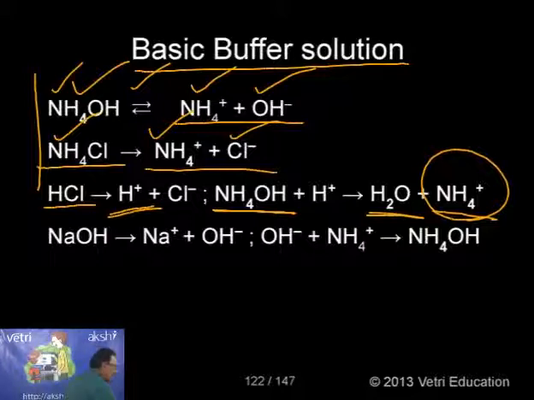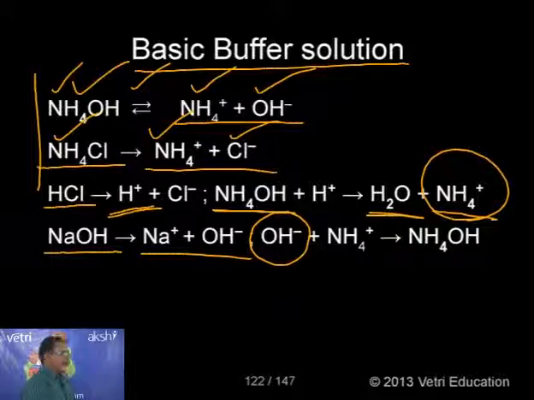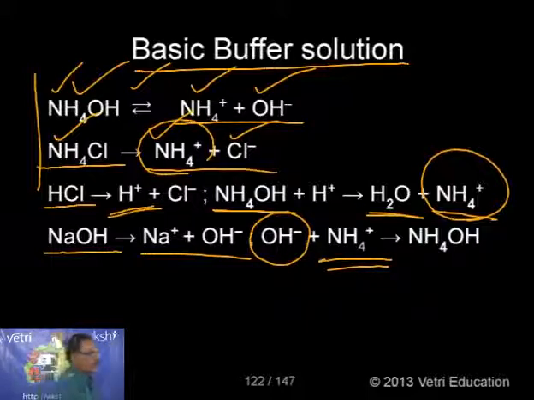In the same way, when I add sodium hydroxide, which is a strong electrolyte, it undergoes ionization to produce sodium plus and OH minus. This OH minus combines with the ammonium ion, which is present in excess in the buffer solution, to produce ammonium hydroxide, which is a weak electrolyte. So the added OH minus is removed by ammonium ion to form ammonium hydroxide, a weak electrolyte not undergoing ionization. Automatically the effect is nullified, so pH is not changing.